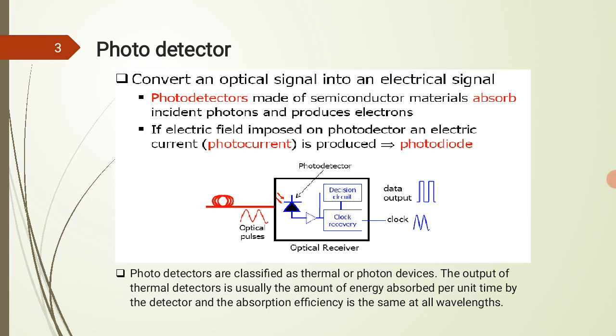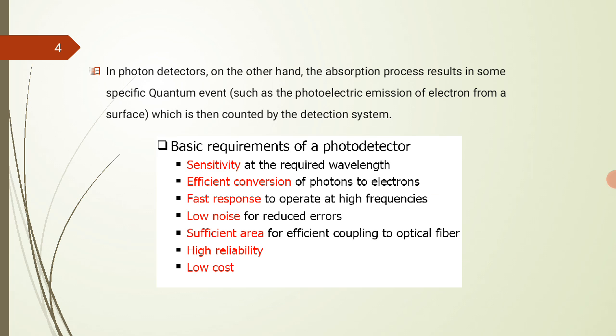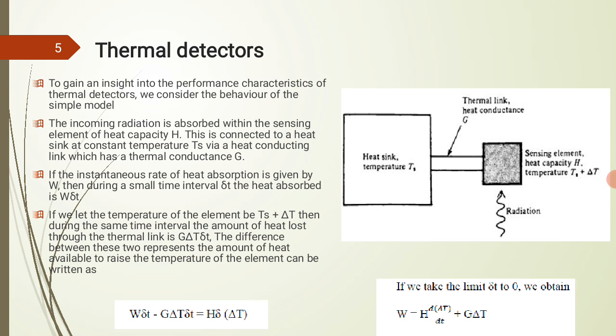Photodetectors are classified as thermal or photon devices. The output of thermal detectors is usually the amount of energy absorbed per unit time by the detector, and the absorption efficiency is the same at all wavelengths. And these are the basic requirements of photodetectors. The next one is thermal detectors.